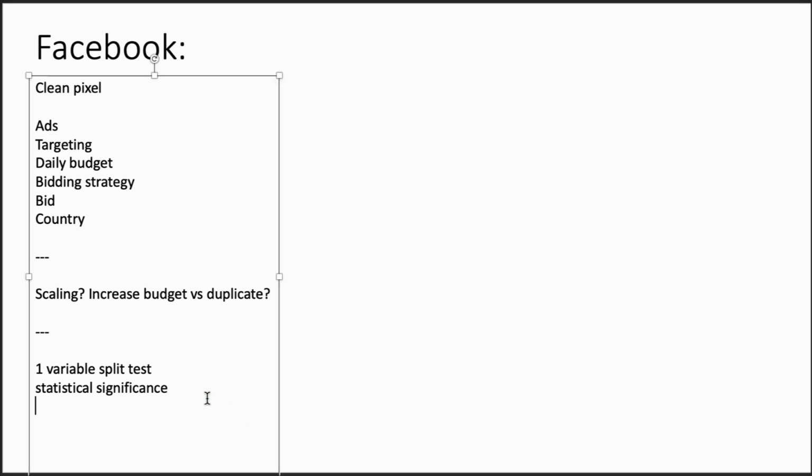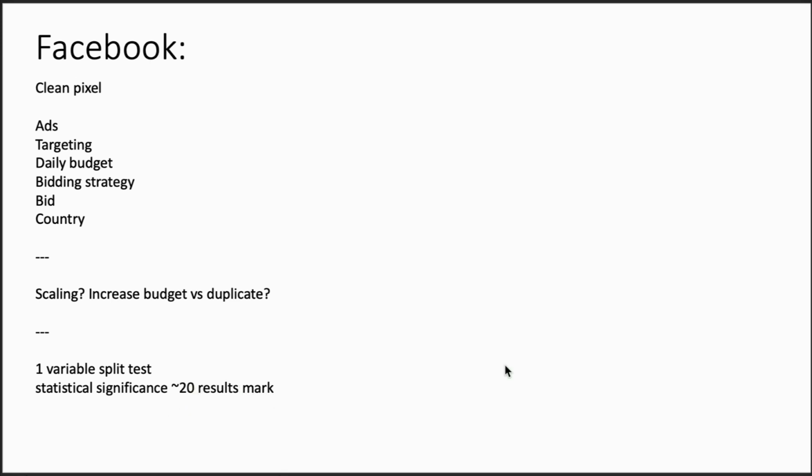It's at the 20 results mark, right? So the 20 results mark. That's a good statistical significance in Facebook, at least when using Facebook. So those are two extremely incredible things to take into account, right?